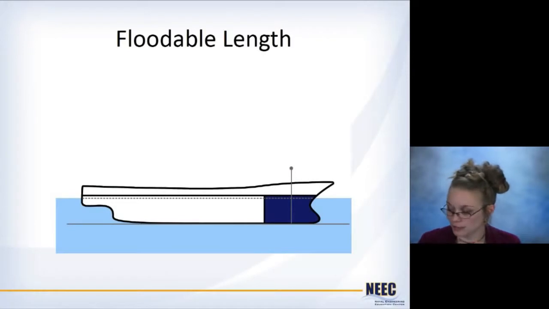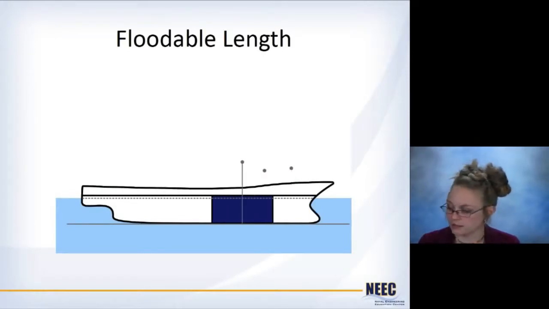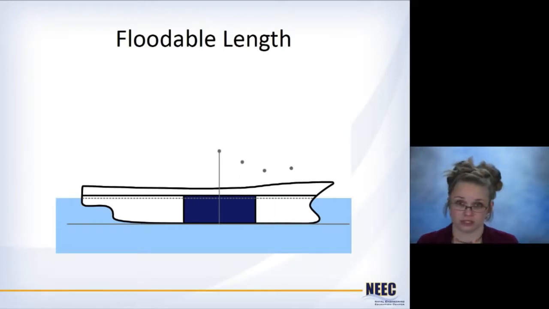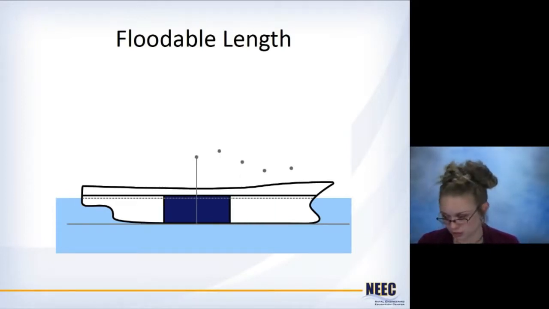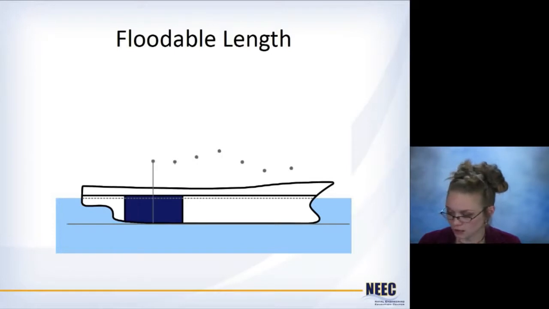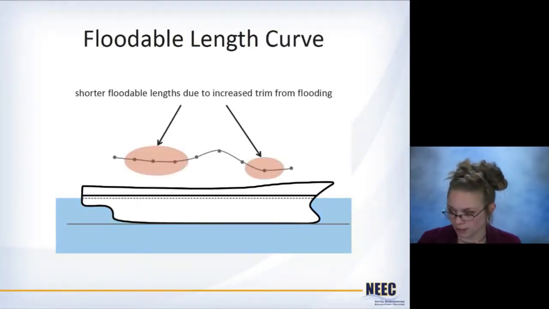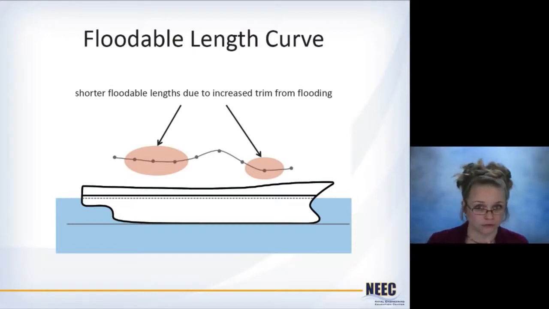Right here. You can take this and then do the same thing all the way down the entire length of the ship. And you can see that it changes because the geometry of the ship changes. So you plot it along all the way down here and say, voila. If you connect the dots, you get the floodable length curve. And you can see that there are some regions of some shorter floodable lengths.